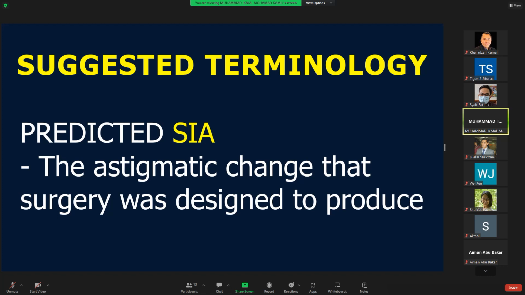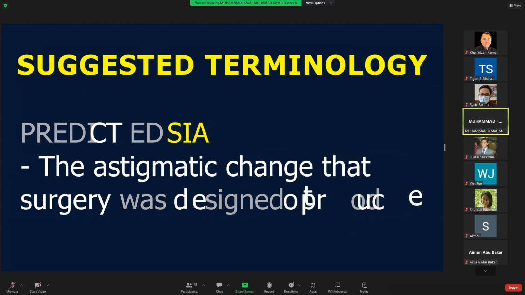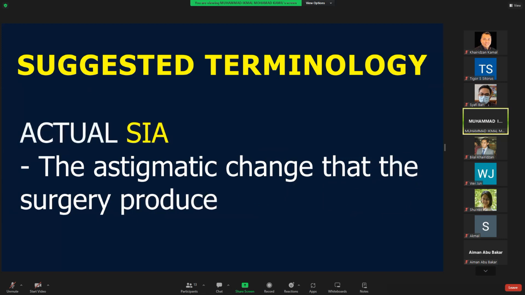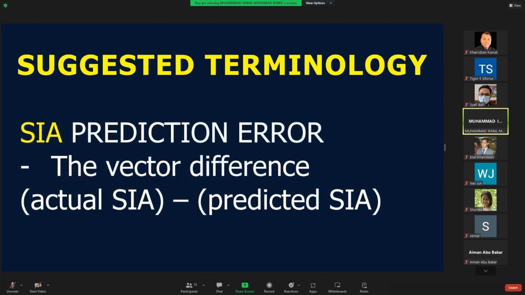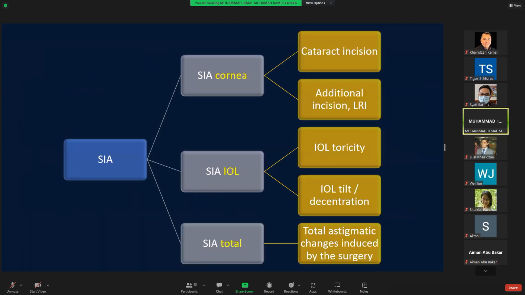Predicted SIA, surgically induced astigmatism, means the astigmatic changes that the surgery was designed to produce, what we aim for actually. And then the actual SIA is the astigmatic changes that the surgery produced post-operatively. And SIA prediction error is the vector difference between the actual SIA and the predicted SIA.